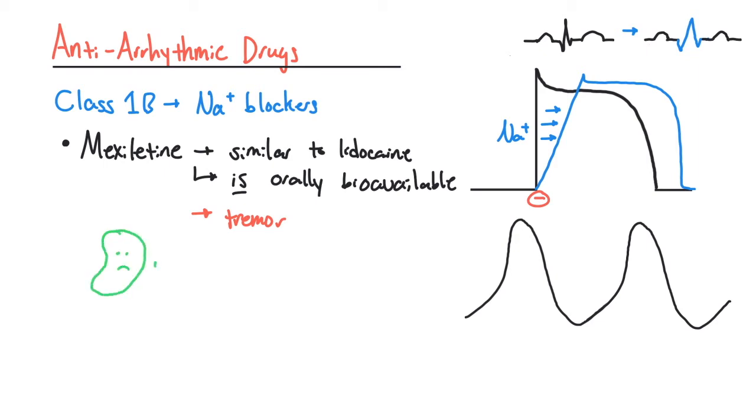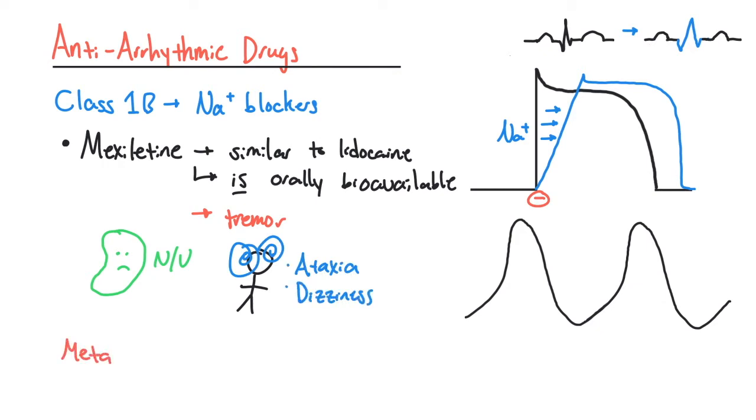So here we have our little stomach, nausea and vomiting. In addition to these side effects, it can cause some ataxia or an unsteady gait, or it might feel like the patient's a bit drunk. They're having trouble with coordination, and it can cause some dizziness or lightheadedness.